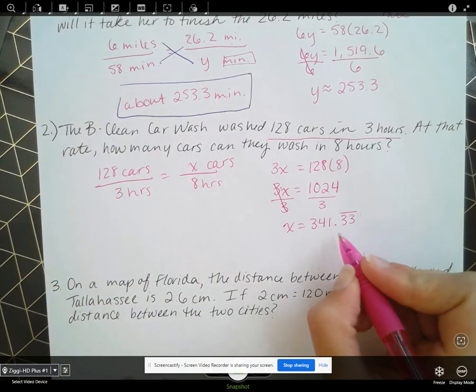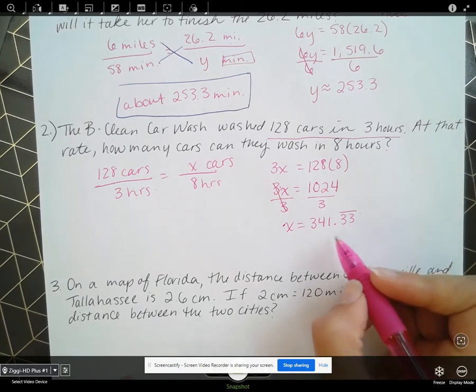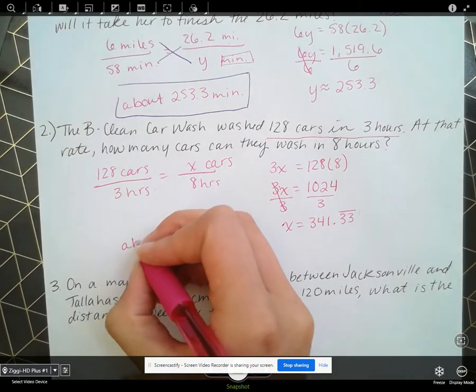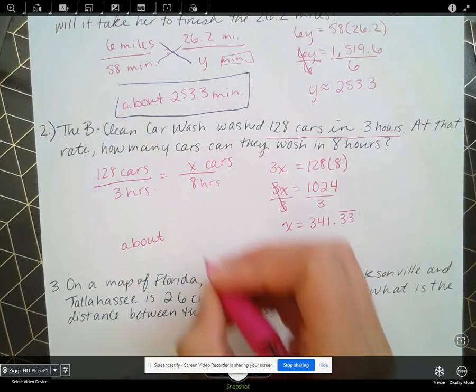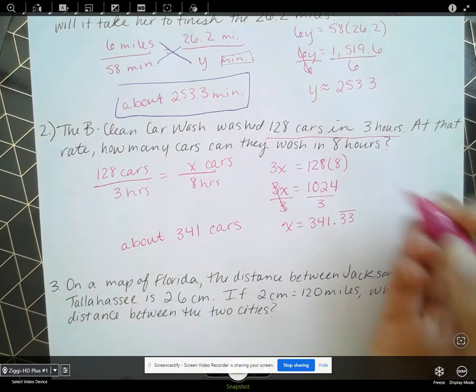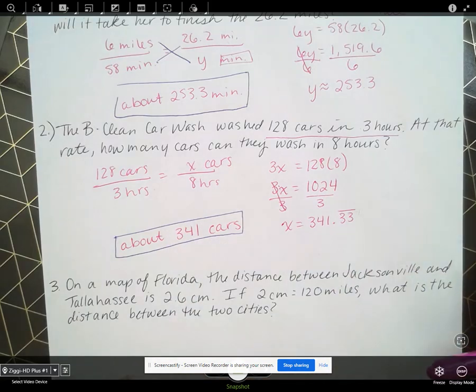So you can't really have 0.3333 of a car. So I'm going to round down, be conservative with it. So it's about, right, I'm rounding, so about 341 cars in 8 hours. And that would be my answer.